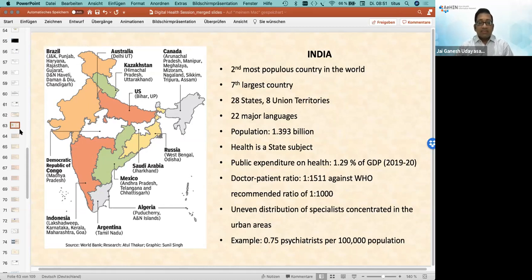And this is just a map to show how many countries can actually be put within India, in terms of the population. Thank you. Can we move on to the next slide, please?